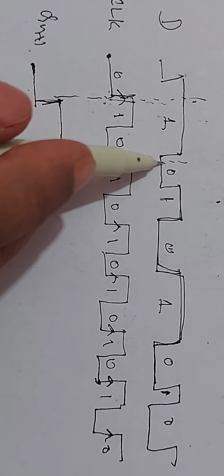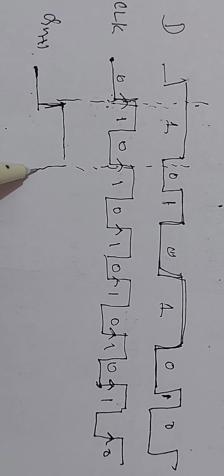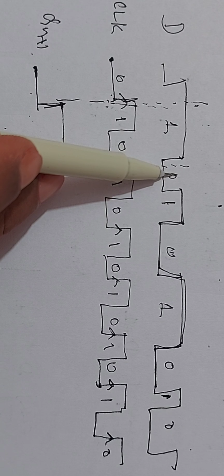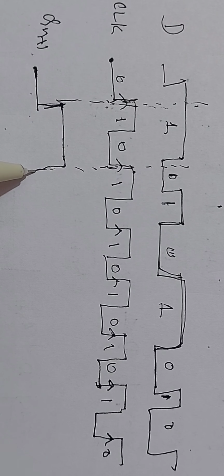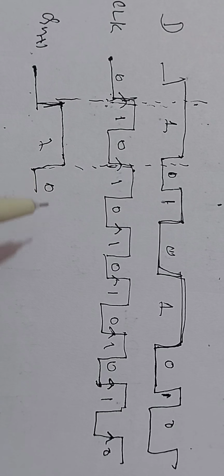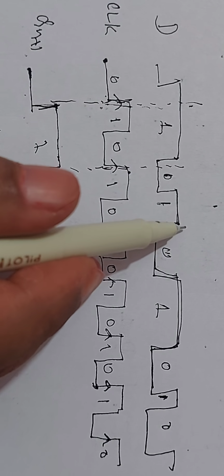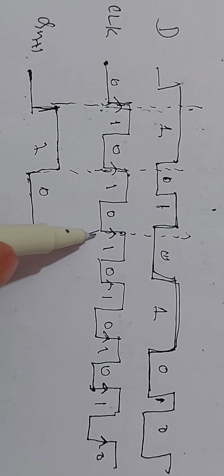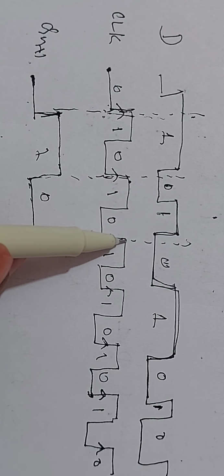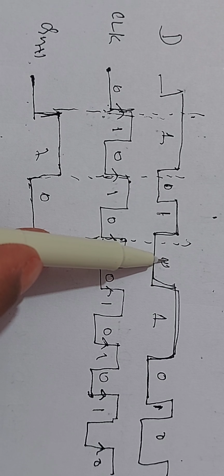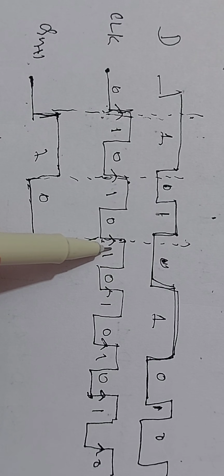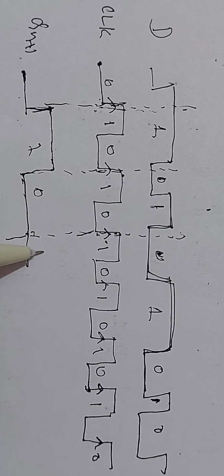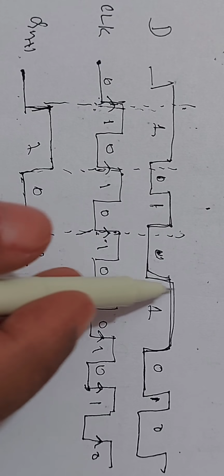At this clock pulse, see what is the value of D. At this rising edge of the clock pulse, the value of D is 0. Therefore, the output goes to 0 and remains 0 till the next clock pulse. And again see, at this rising edge, the value of D is 0. Therefore, when the clock pulse is present, D is transferred to the output, so the output also remains 0 till the next clock pulse.